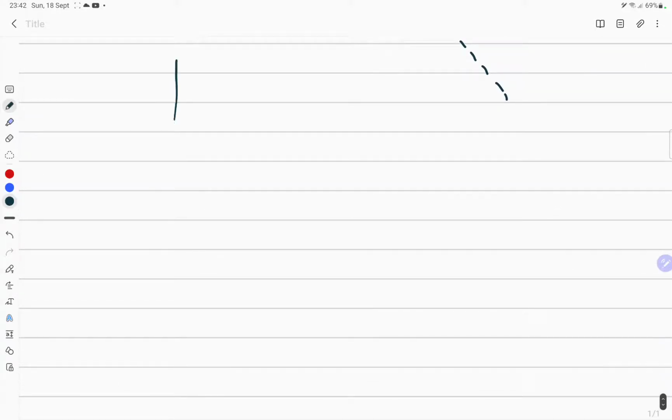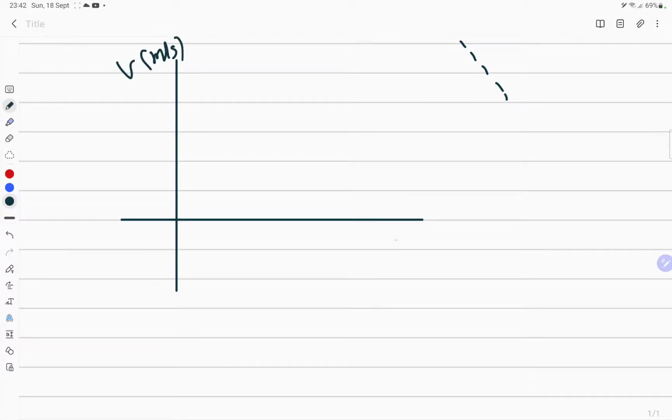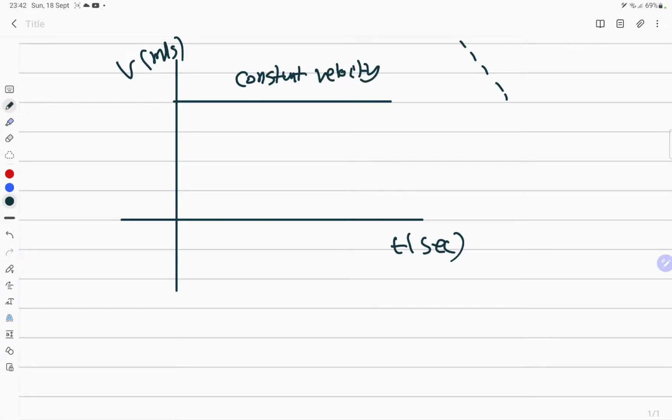The other type of graph is velocity against time: velocity in meters per second against time in seconds. This type of graph is really critical. We need to understand three things from this graph. Here, constant velocity, because the body remains moving with constant velocity, as an example, 10 meters per second. It's moving, but it's constant. This is information number 1.